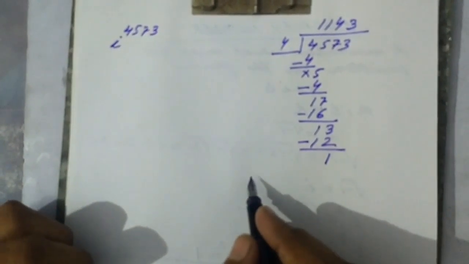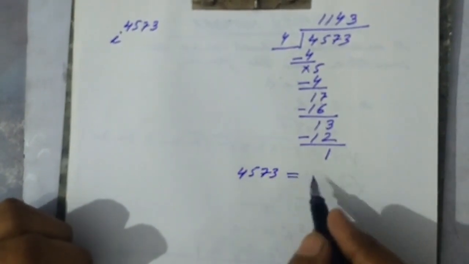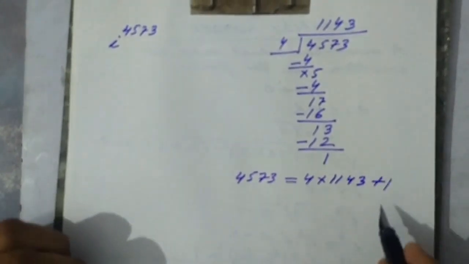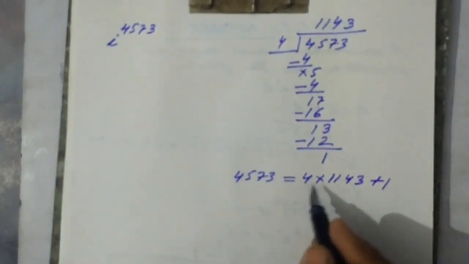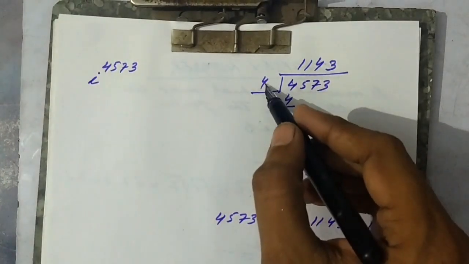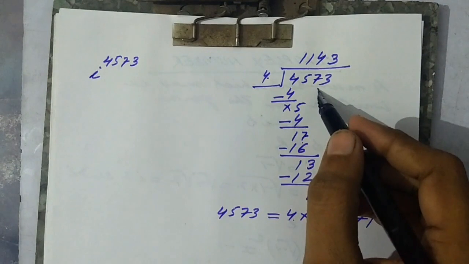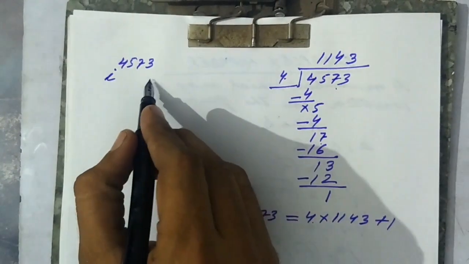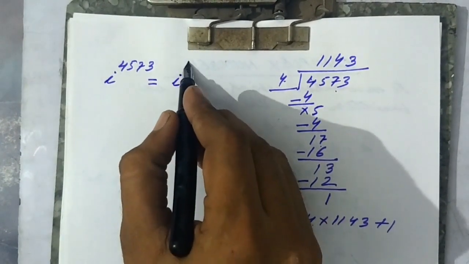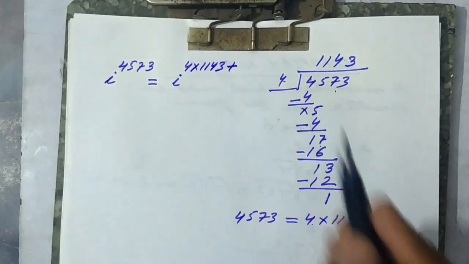So as you know, by Euclidean division algorithm, 4573 may be written as 4 into 1143 plus 1. Dividend is equal to divisor multiplied by quotient plus remainder. So 4 into 1143 plus remainder is exactly equal to 4573. So ultimately, iota raised to the power 4573 may be written as iota raised to the power 4 multiplied by 1143 plus 1.